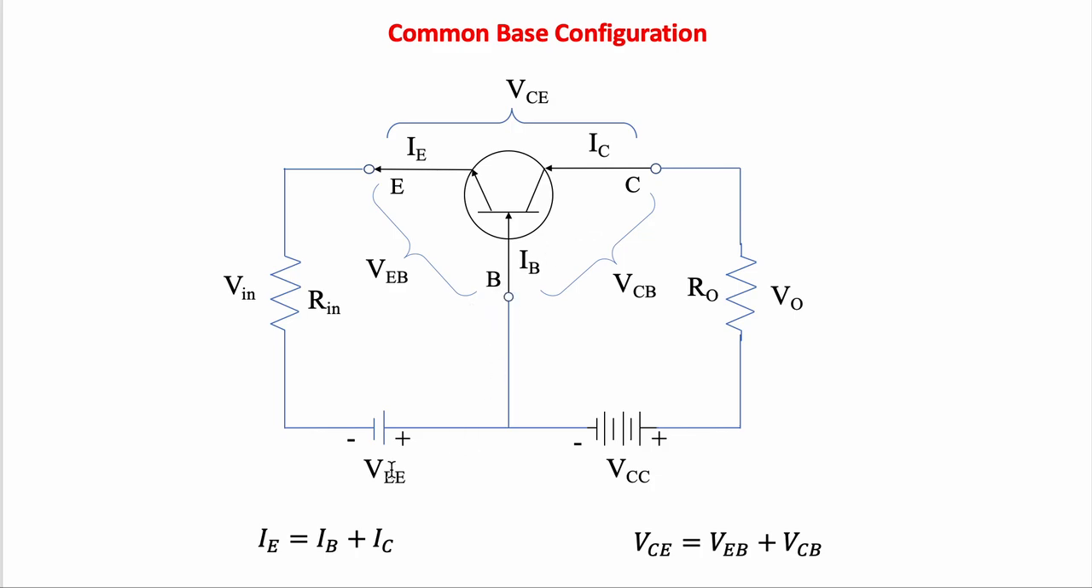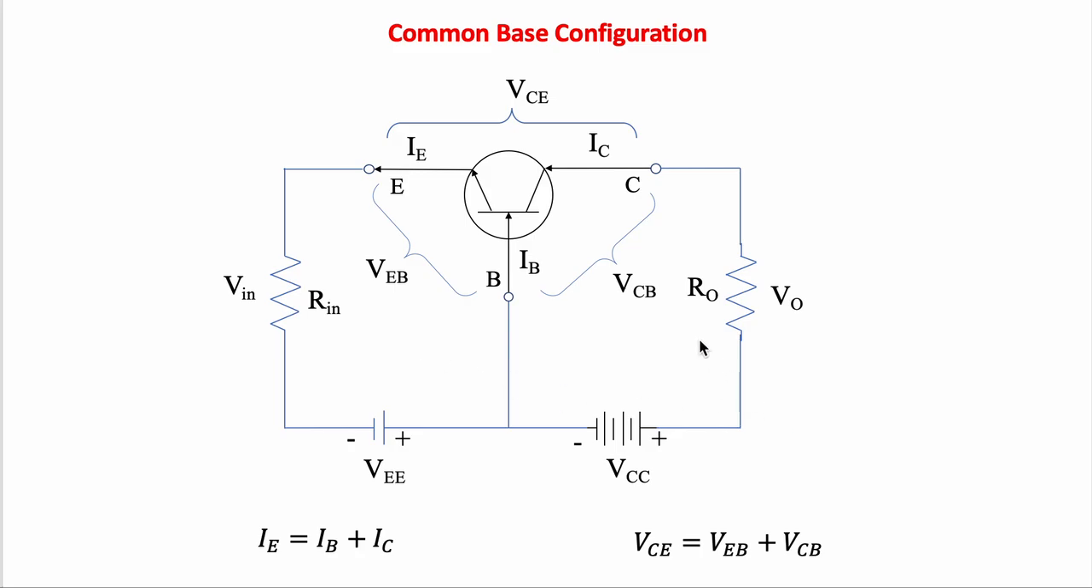We know that IE is equal to IB plus IC, and also we know that if a PN junction is forward biased, it has a 0.7 voltage drop due to the depletion region. Since the emitter-base junction is forward biased, we can treat it as a forward biased diode. So VEB is always around 0.7 volts for a silicon transistor.